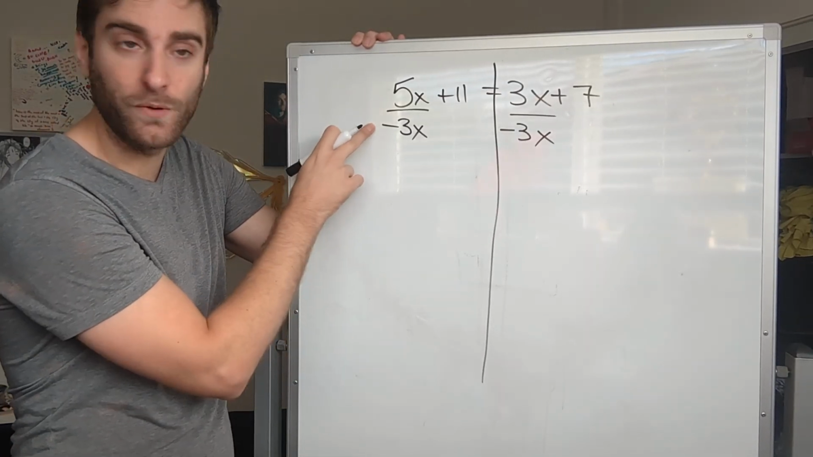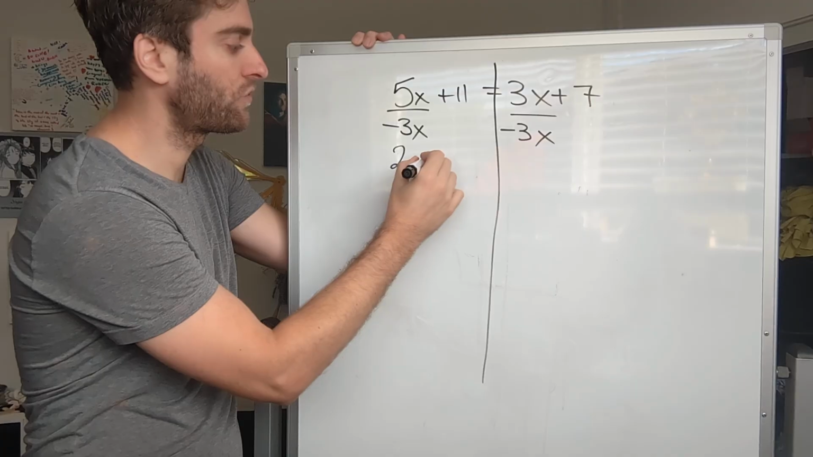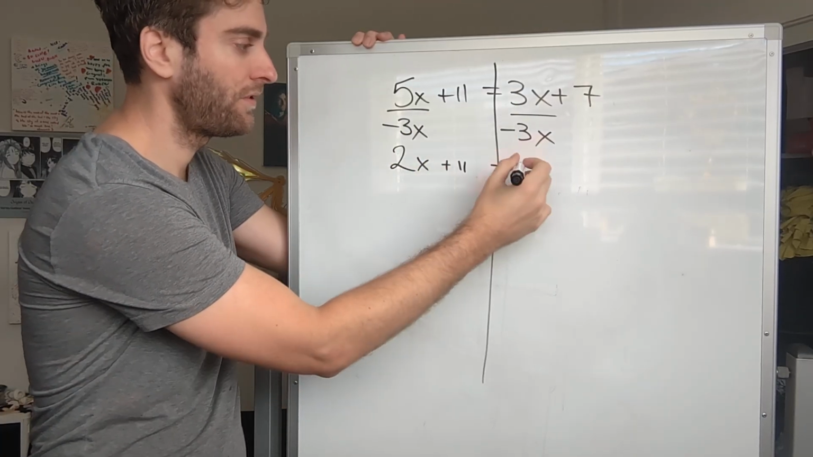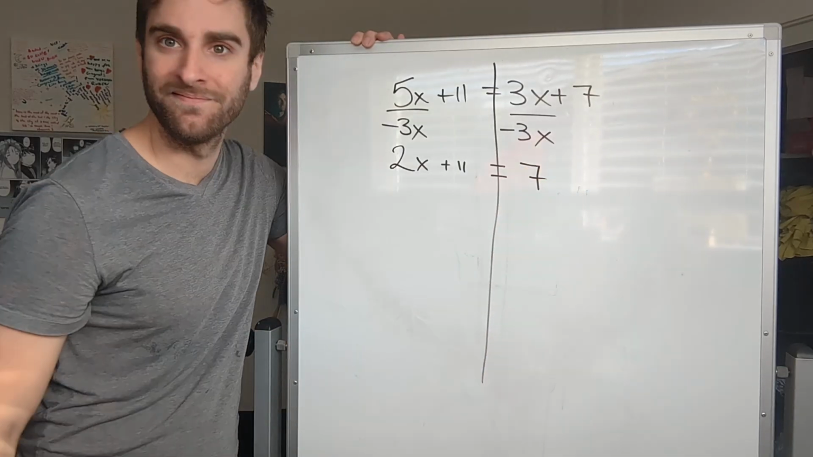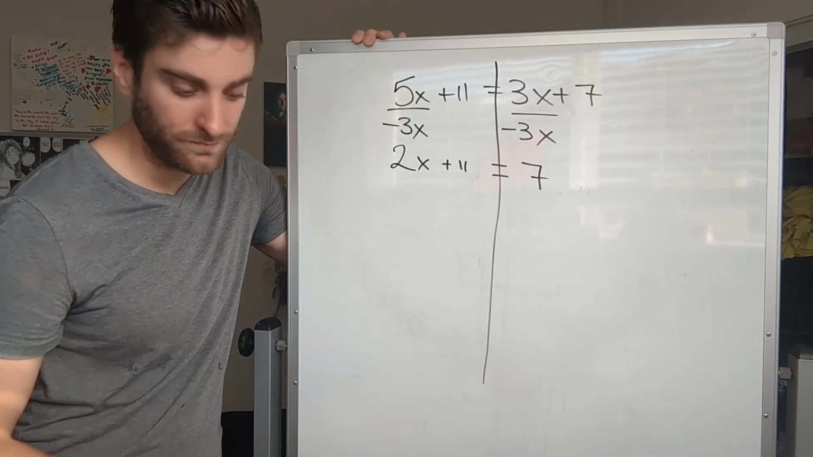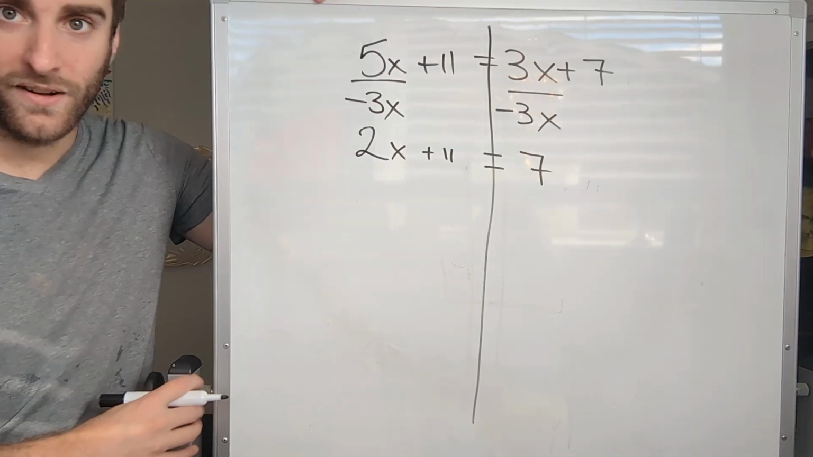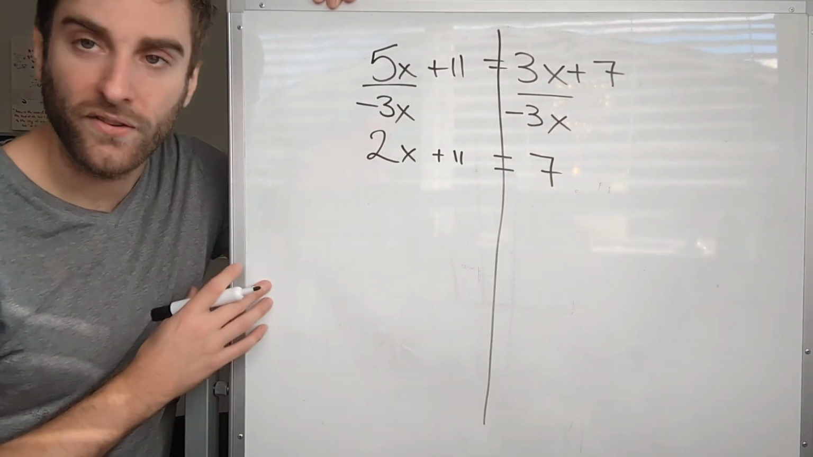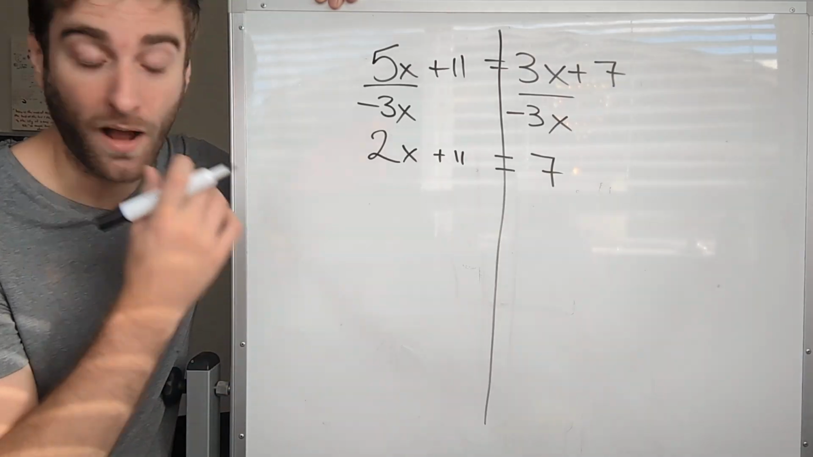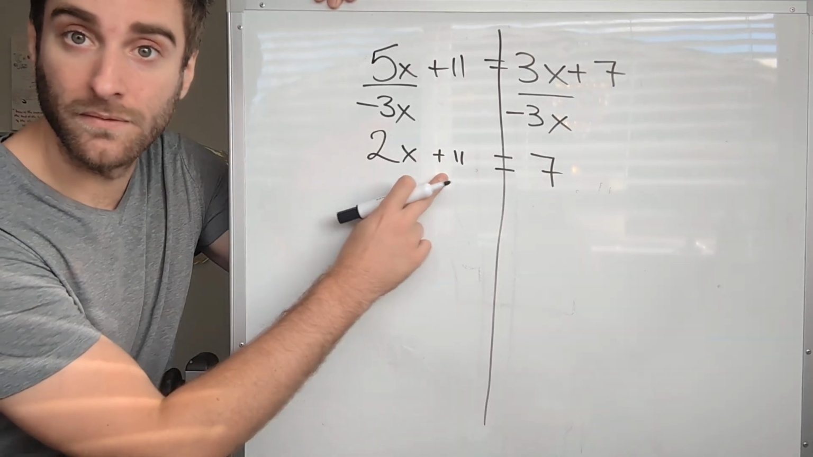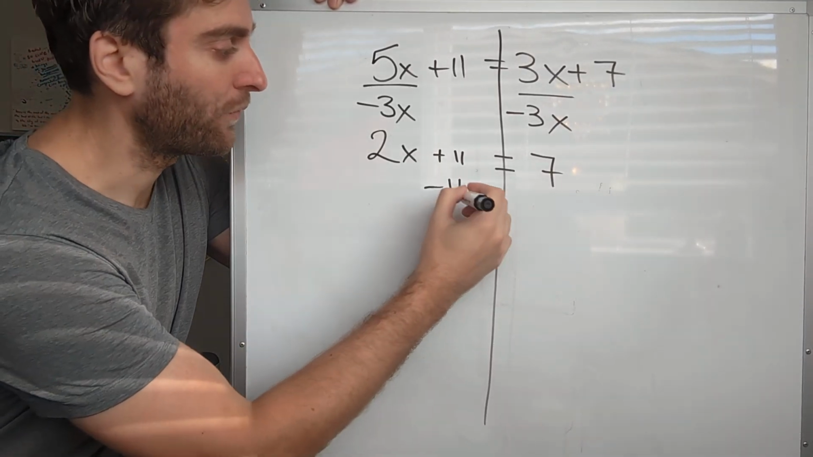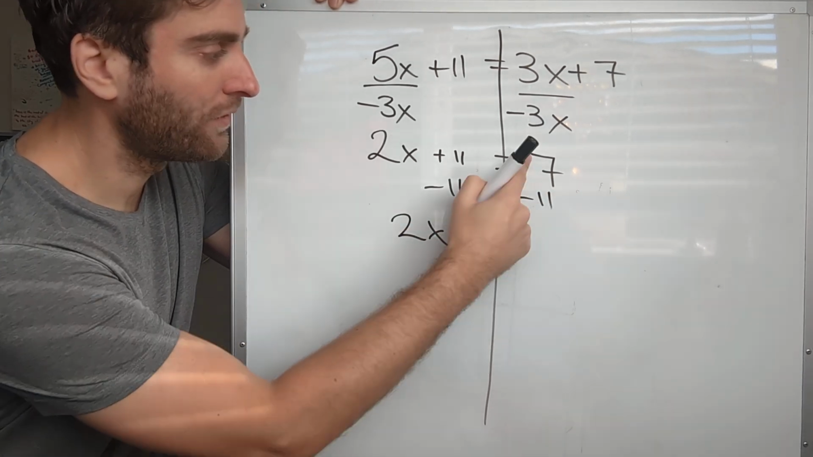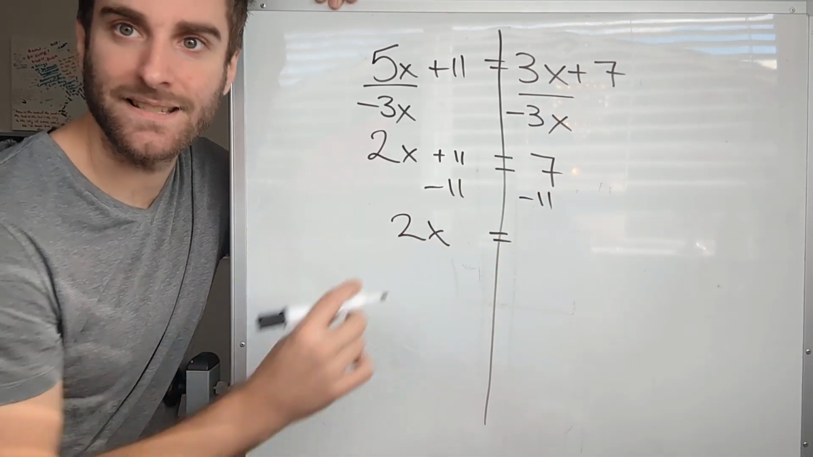5x minus 3x is 2x plus 11 equals 7. Two x plus 11 equals 7. What's our next step here? I'm going to subtract 11 from both sides. So I would like you to do that as well. That leaves us with 2x equals, what is 7 minus 11?